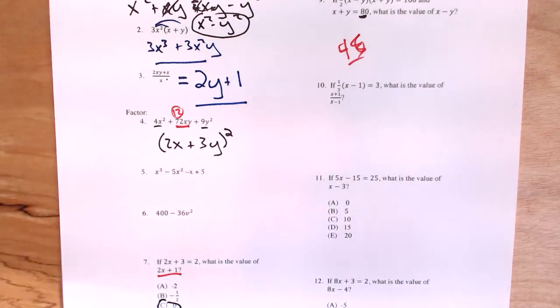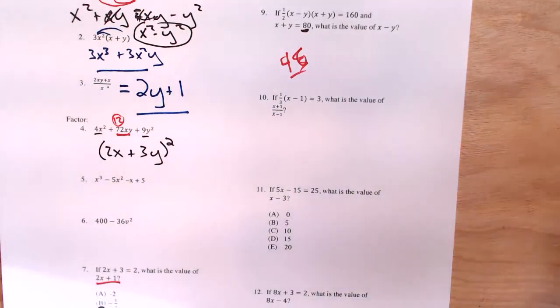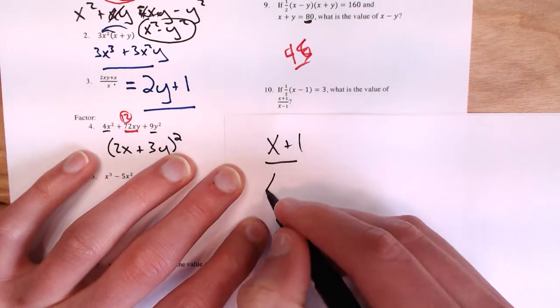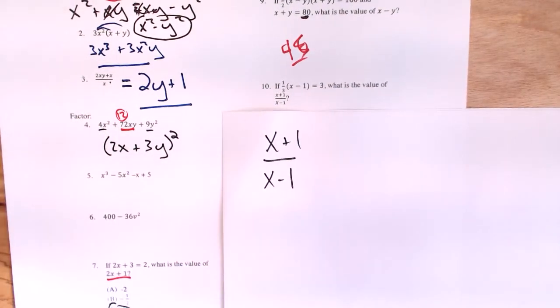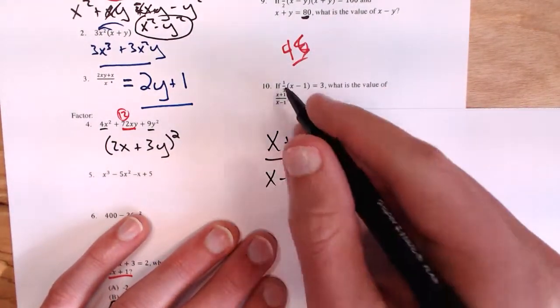Okay, so our next problem says, if 1/3 times x minus 1 equals 3, what is the value of, I know this is small, I'll write it a little bigger, x plus 1 over x minus 1. Okay, let's see here. Well, I can solve for x minus 1 using this equation. Let's try that first. That's part of our answer, x minus 1.